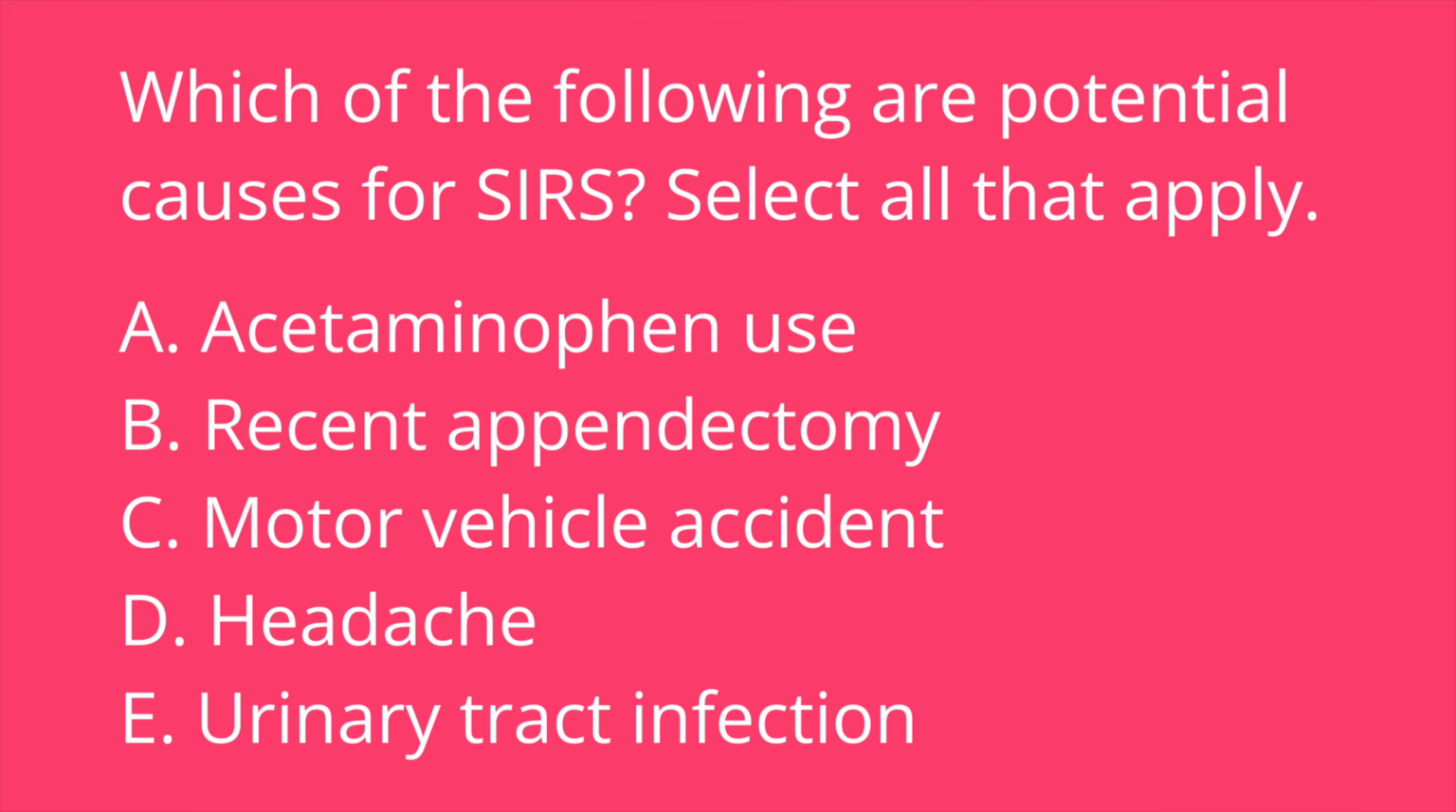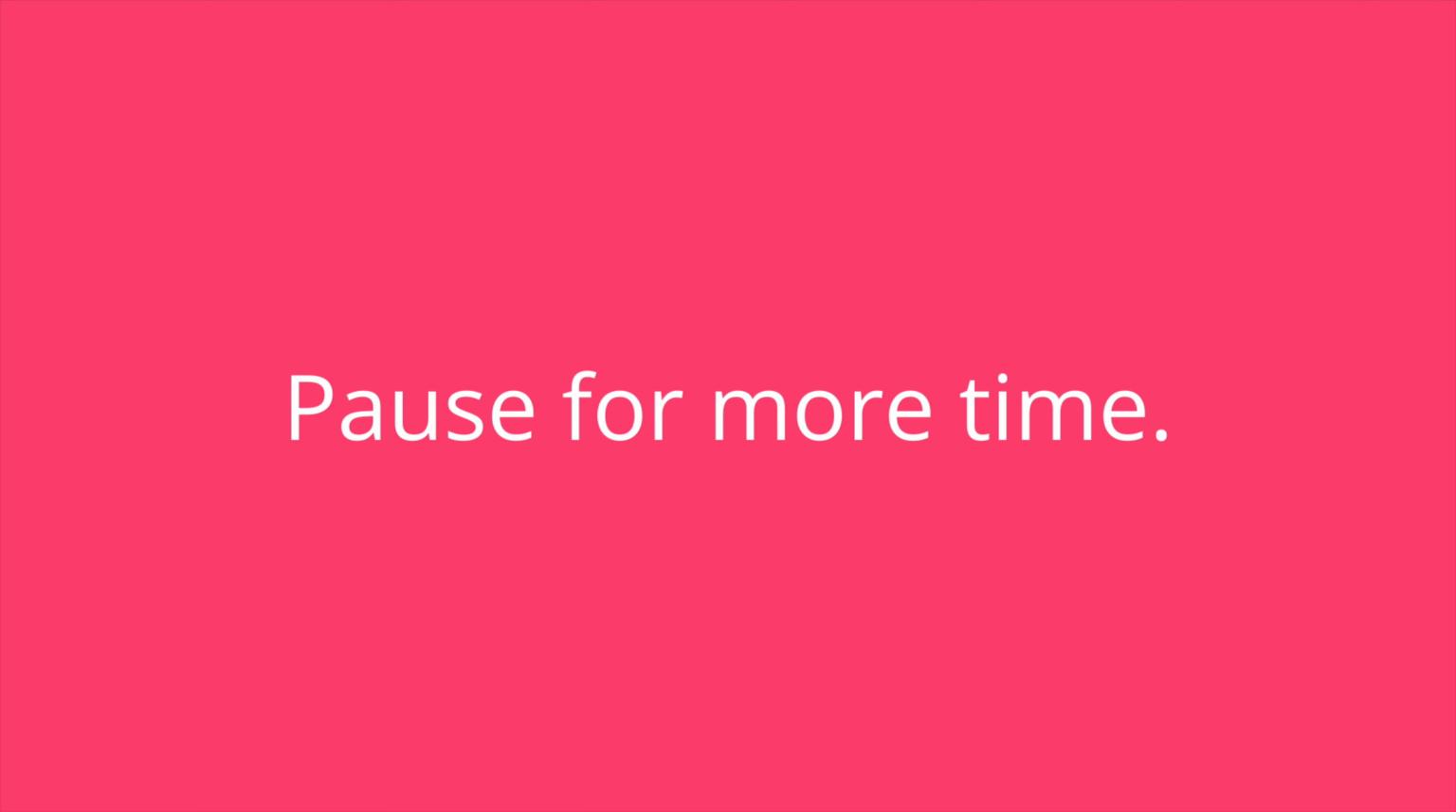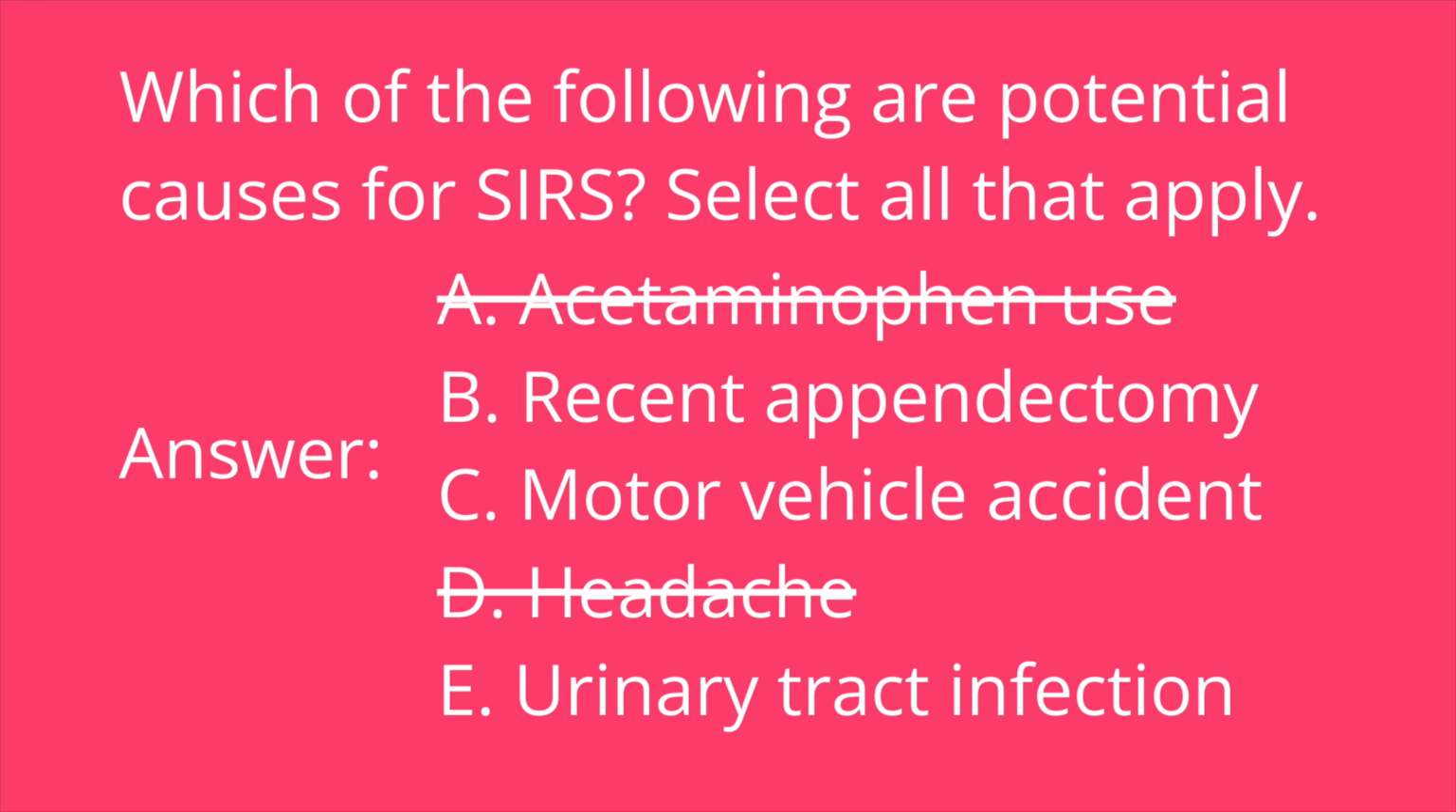Question number 1. Which of the following are potential causes for SIRS? Select all that apply. A, acetaminophen use. B, recent appendectomy. C, motor vehicle accident. D, headache. E, urinary tract infection. The correct answers are B, C, and E. Causes of SIRS include trauma, surgery, and infections.